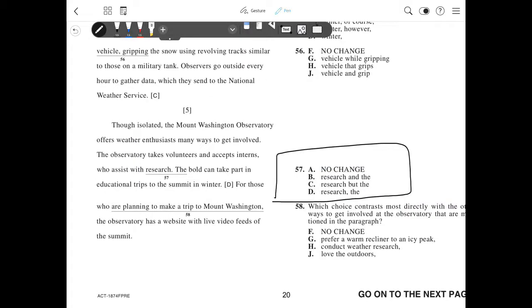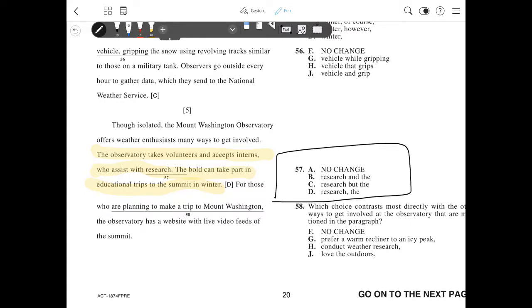We're going to go look at question number 57. So 57 is referring to this sentence right here. The observatory takes volunteers and accepts interns who assist with research. The bold can take part in educational trips to the summit in winter. So this is a tricky question because there can be multiple correct answers, but the ACT only has one proper correct answer to this. So we're going to look at our options and you'll see what I mean.